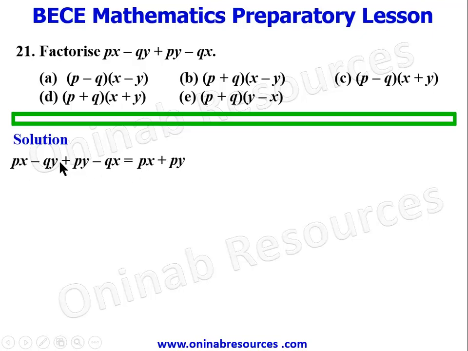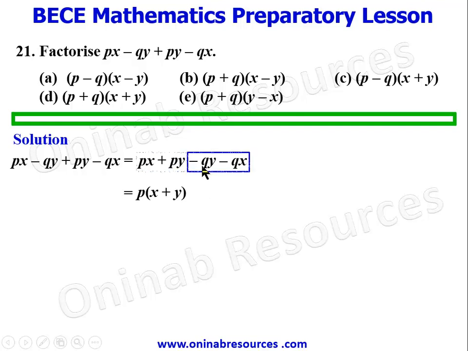From here now, p is common, and negative qy and negative qx. So q is also common here. So we pick the first two terms. P is common there, so we have p. Px divided by p gives x, and py divided by p gives y.